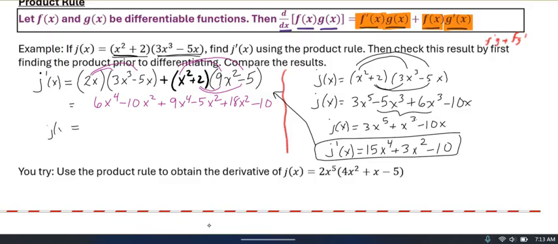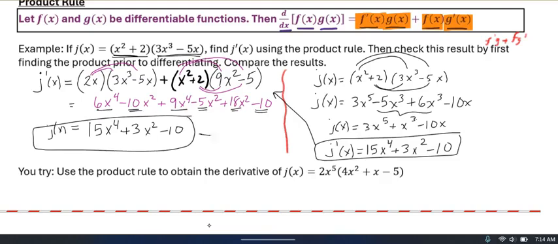So again, j prime of x is equal to, it looks like we have two terms with x to the 4th. 6 plus 9 would be 15x to the 4th. We have 3 terms with x squared. We've got negative 10, minus 5, negative 15, plus 18 is positive 3x squared, and then just this one constant term. So yeah, we have a match.